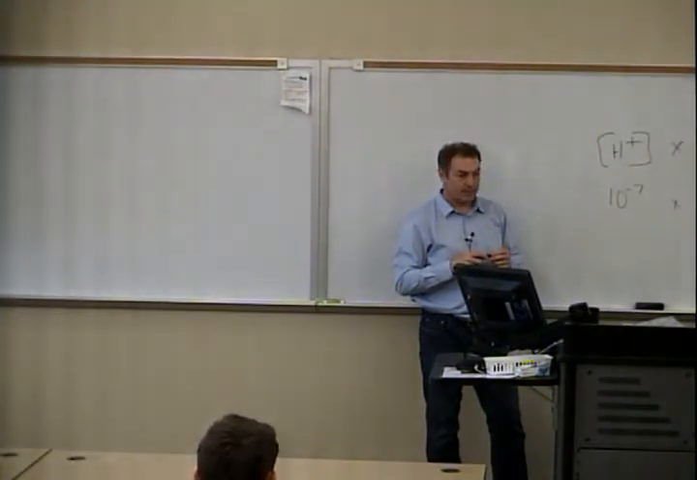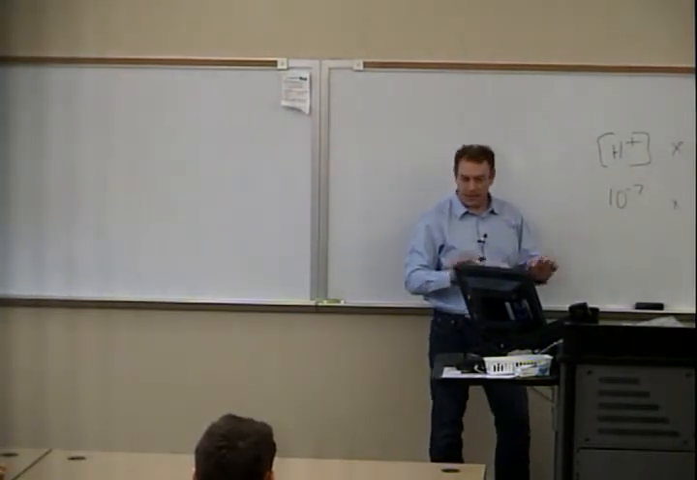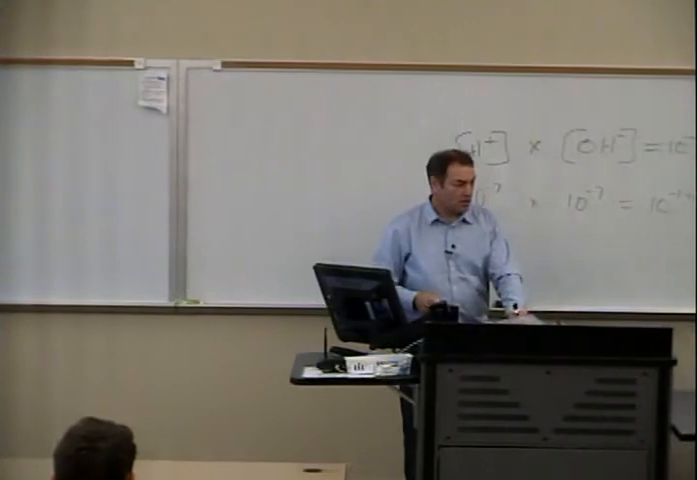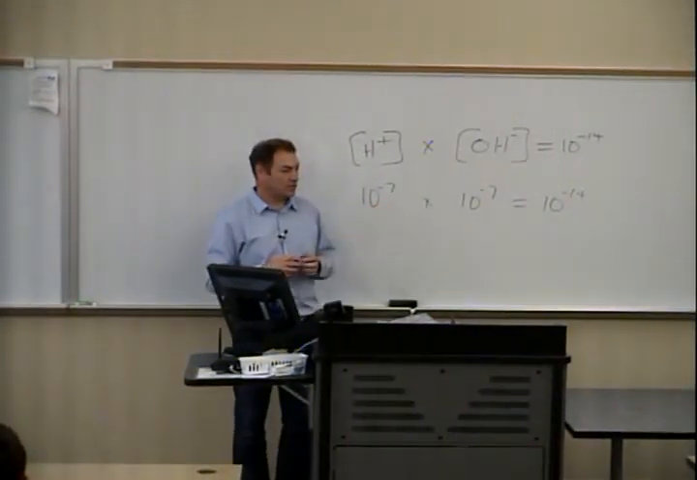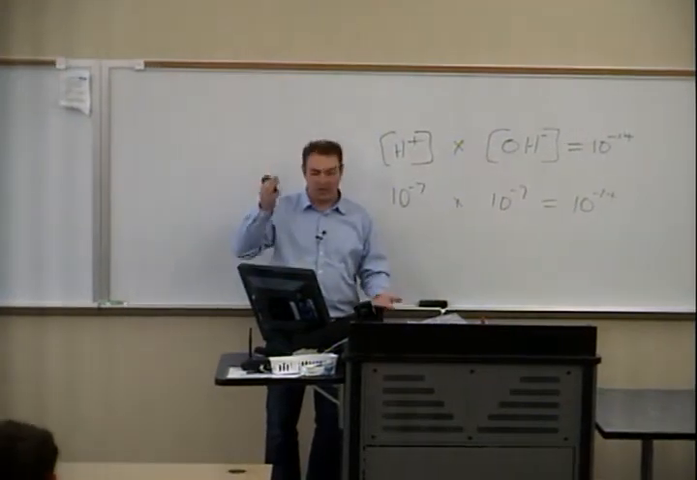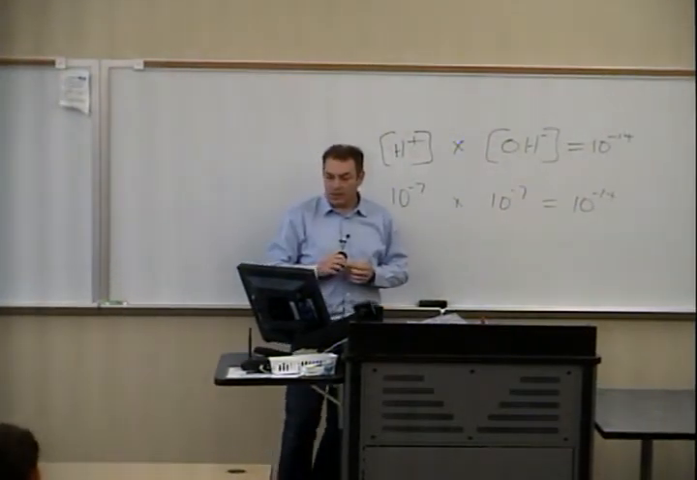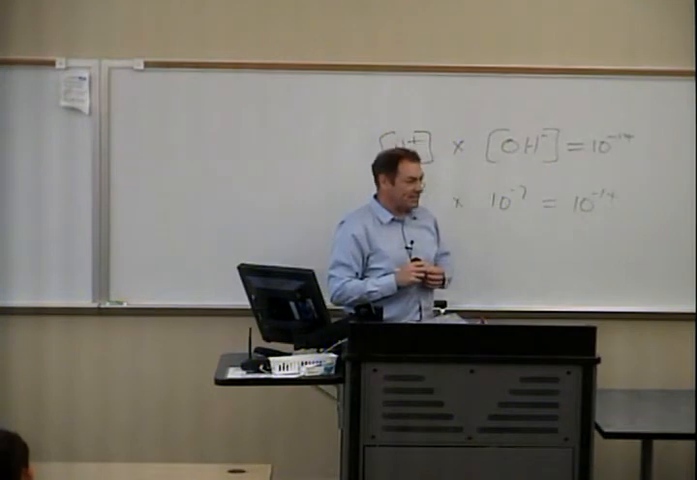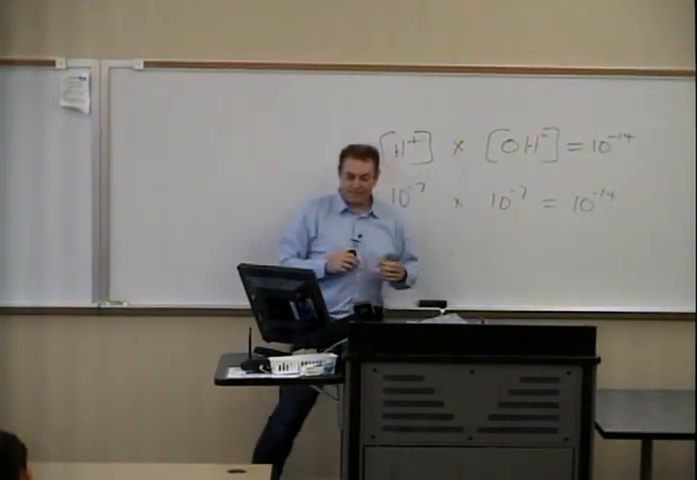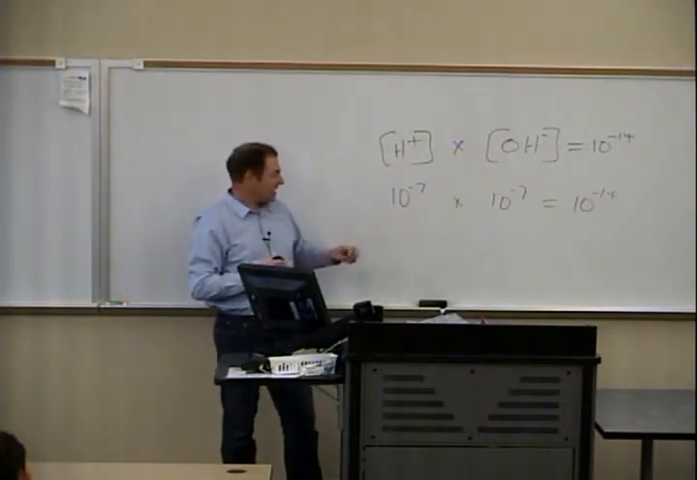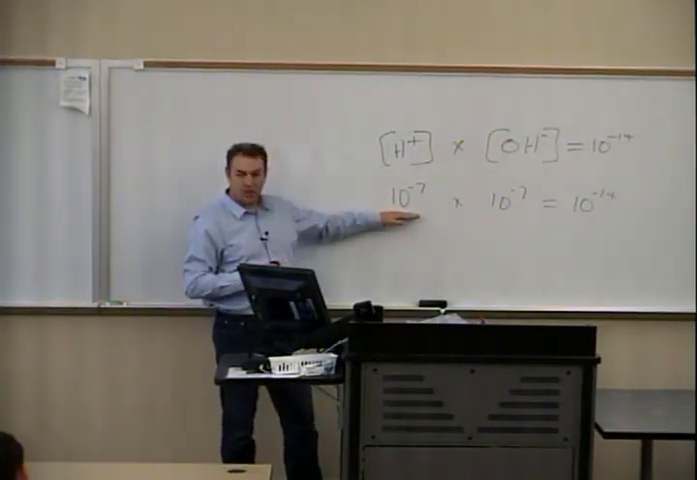Okay? Good? Now, conversely, some substances we add decrease the hydrogen ion concentration and increase the hydroxide ion concentration. And we call those substances bases. Any substance that does that is a base, and the hydrogen ion concentration will be less than 10 to the negative 7. Okay?